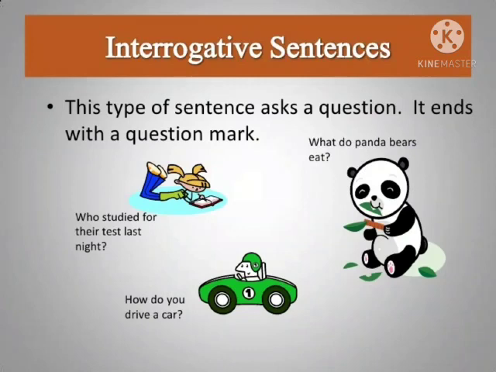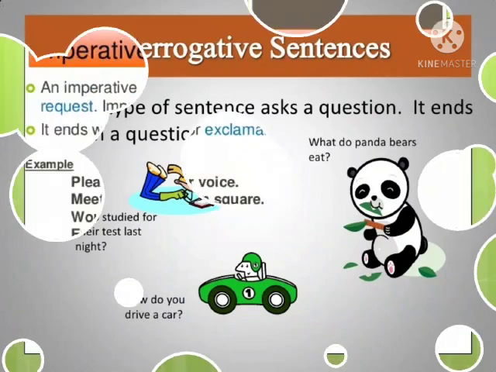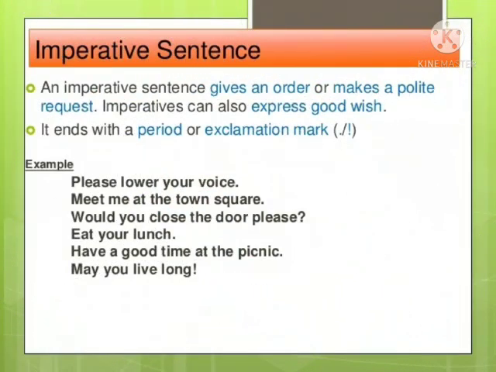For example, "What do panda bears eat?" We are asking a question. "Who studied for their test last night?" This is also a question. "How do you drive a car?" This is also a question. We are asking something. So when we are asking something, that is a question-based sentence and they end with the question mark. Next, imperative sentence.